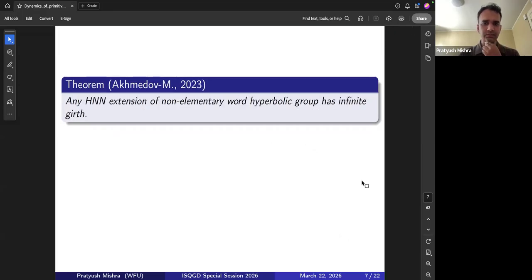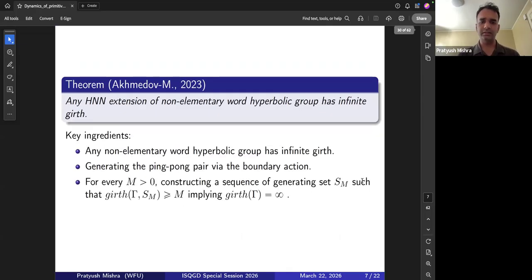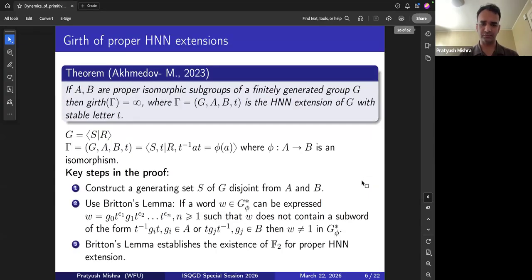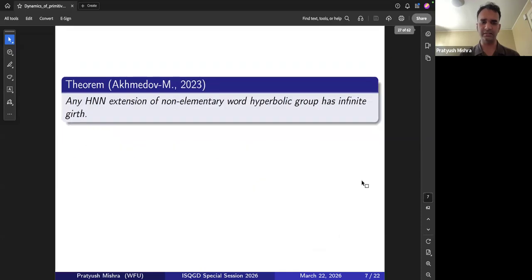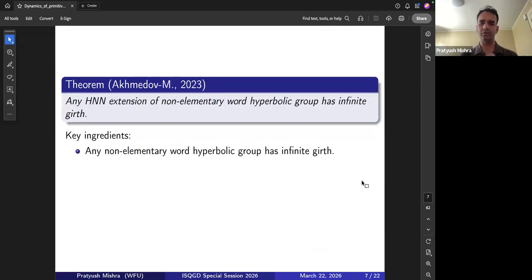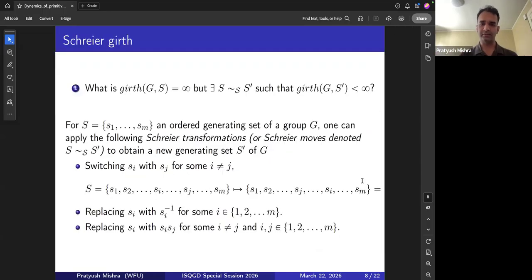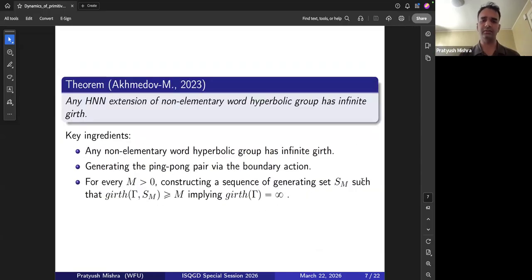So then we were able to extend this result to any HNN extension of a non-elementary word hyperbolic group. And the idea is, again, not similar to the previous one, of course. There is Britton's lemma, but it's a completely different idea. Here, we consider the action of the group on the Gromov boundary and the dynamics of the ping pong pairs of the loxodromic elements that you find in the boundary, and then use that to guarantee the infinite girth.